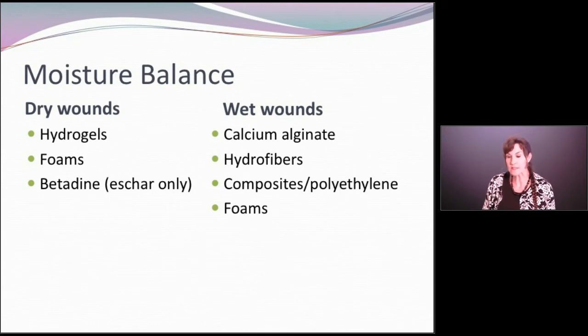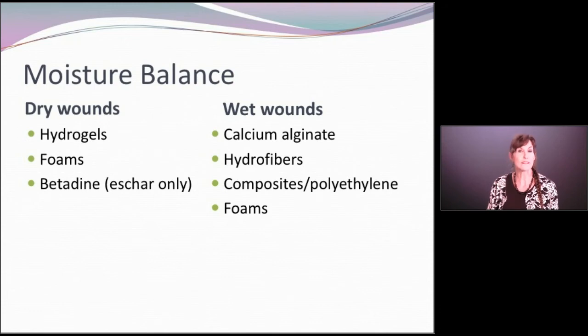If the wound is wet, some of the products that can be very helpful are your calcium alginates, your hydrofiber dressings. These are products that are usually organically derived and can be placed into a wound or packed into a wound, and they have moisture wicking qualities. There are also some composite and polyethylene dressings that can be very helpful as well, that also serve to wick or pull moisture into the wound.